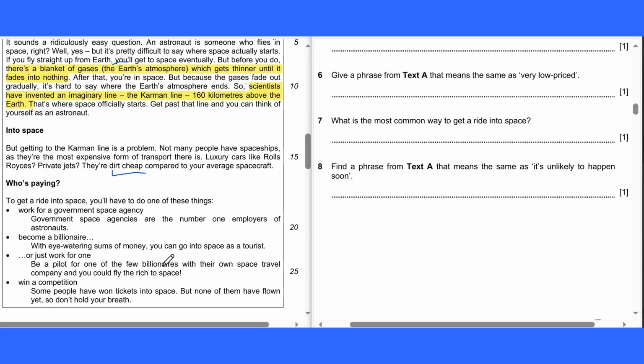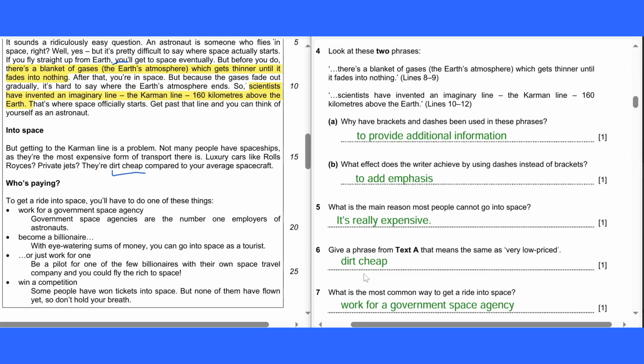So let's reveal the answer for number 7. If you're not finished with your answer, you may pause this video. Okay, let's check out the answer, guys, for number 7. Okay, so work for a government space agency, like this one here, or then you become an astronaut. You may answer that. So the most common way is the first option, work for a government space agency. Becoming a billionaire is a rare option, and also becoming the pilot of the few billionaires is a rare option, because here we want the most common way. So it should be work for a government space agency, or you can answer become an astronaut, to get a ride into space.